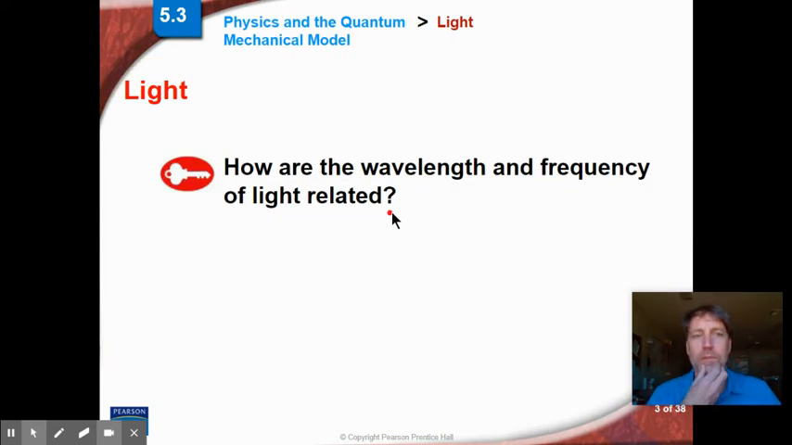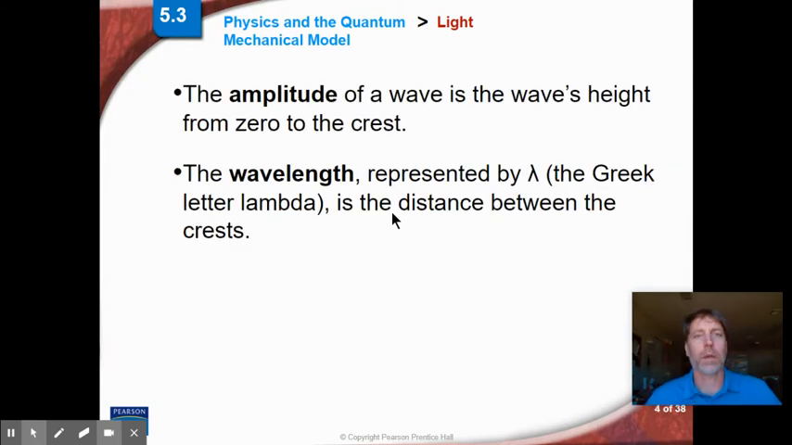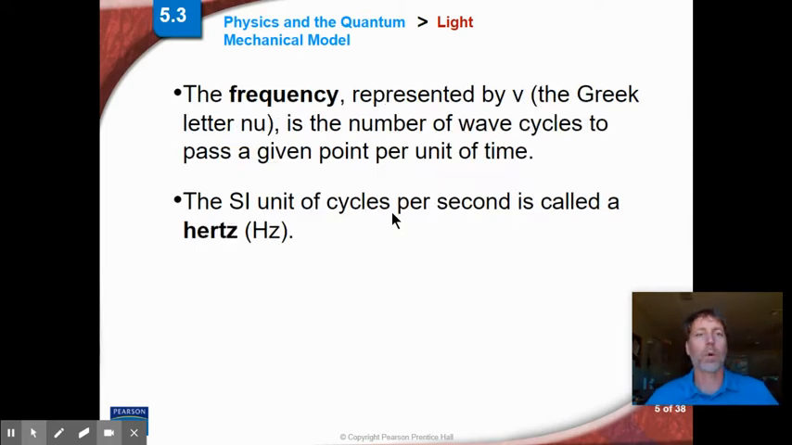All right, so light. Light is measured in a couple different ways you can think of it. You can think of light in terms of wavelength and frequency, are two ways to think about it. The amplitude of a wave is how high and how low the crest may be, how high the height is and how low the crest is relative to a position that's usually zero on an XY graph. The wavelength, represented by the Greek letter lambda, is the distance between the crests. So let me show you a picture here in a moment of all that.